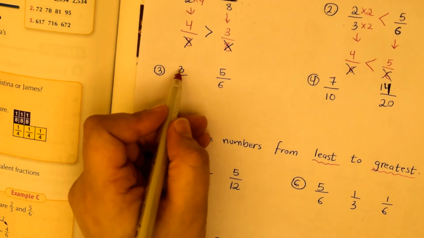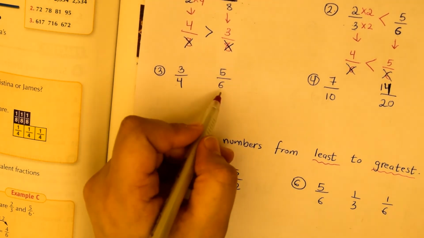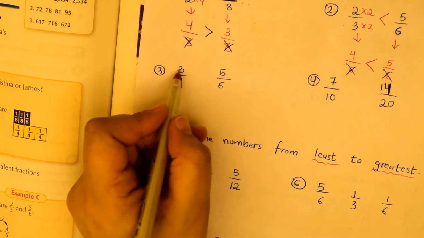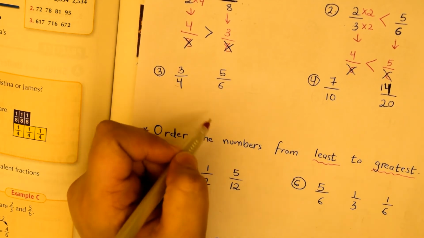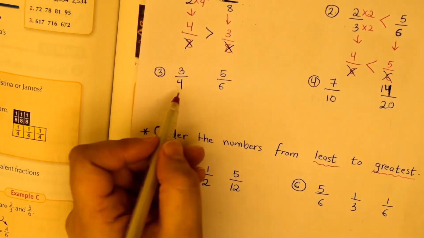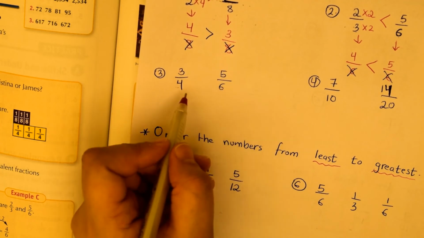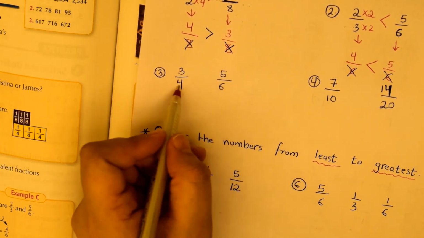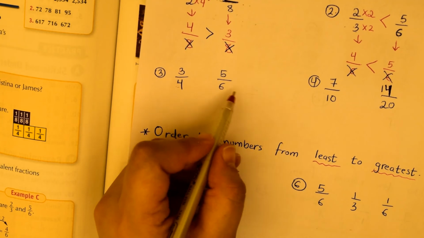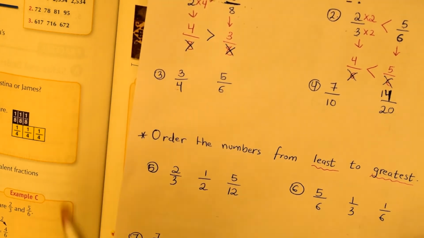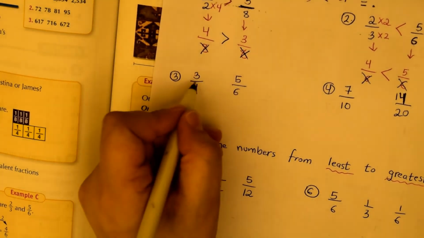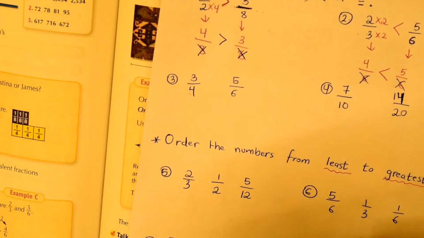Here I have 3 fourths and 5 sixths. Now I will see no common numerator, no common denominator. So I have to make common denominators because it is easier for me. Now how can I make the 4 6? I don't have any number to multiply it by 4 to give me 6. How can I make the 6 4? Can I divide 6 by any number to give me 4? No. So in this case, I will multiply this fraction by this denominator.